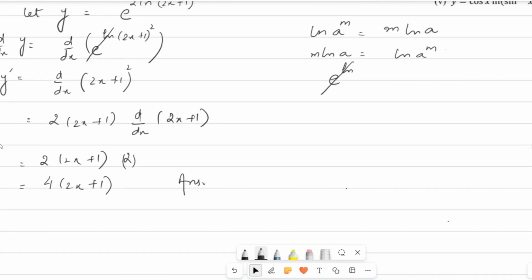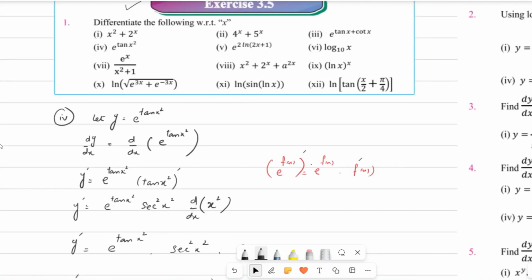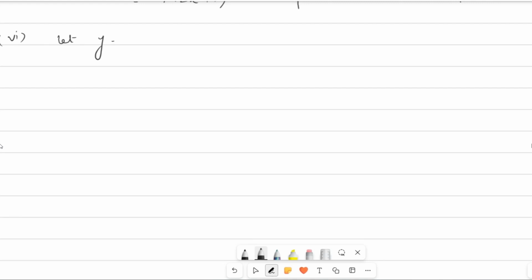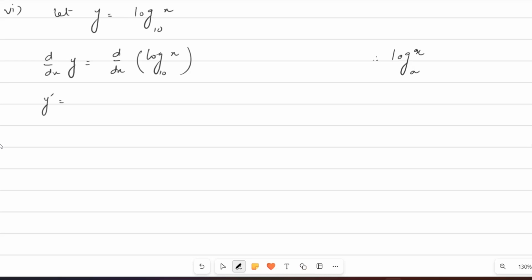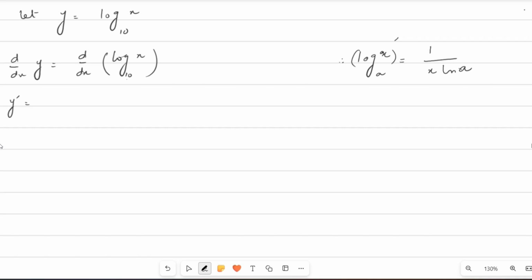Now let's move to the next part, that is log x to the base 10. Let y is equal to log x to the base 10, and taking derivative on both sides of the equation. So here we have y dash equal to, we know the formula that the derivative of log x to the base a is equal to 1 upon x ln a. So here in the place of a it's 10.